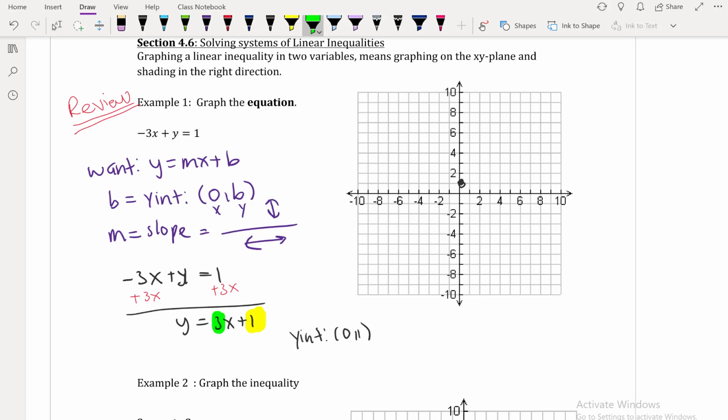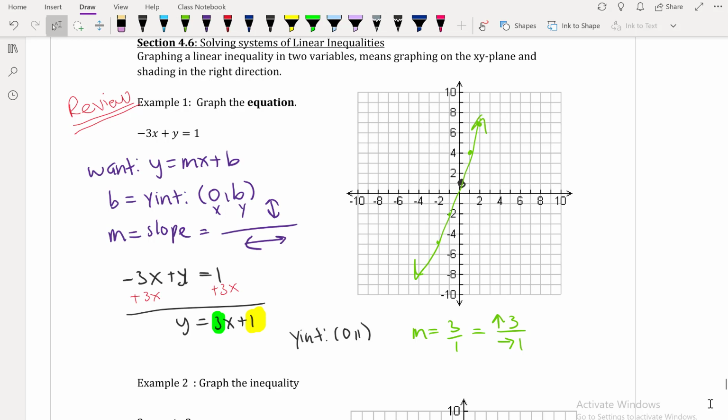I also have my slope. My slope here is 3, or 3 over 1, so that tells me to go up 3 and to the right 1. Oops, I meant to say up 3 and to the right 1. I counted it correctly, but I just said it wrong.